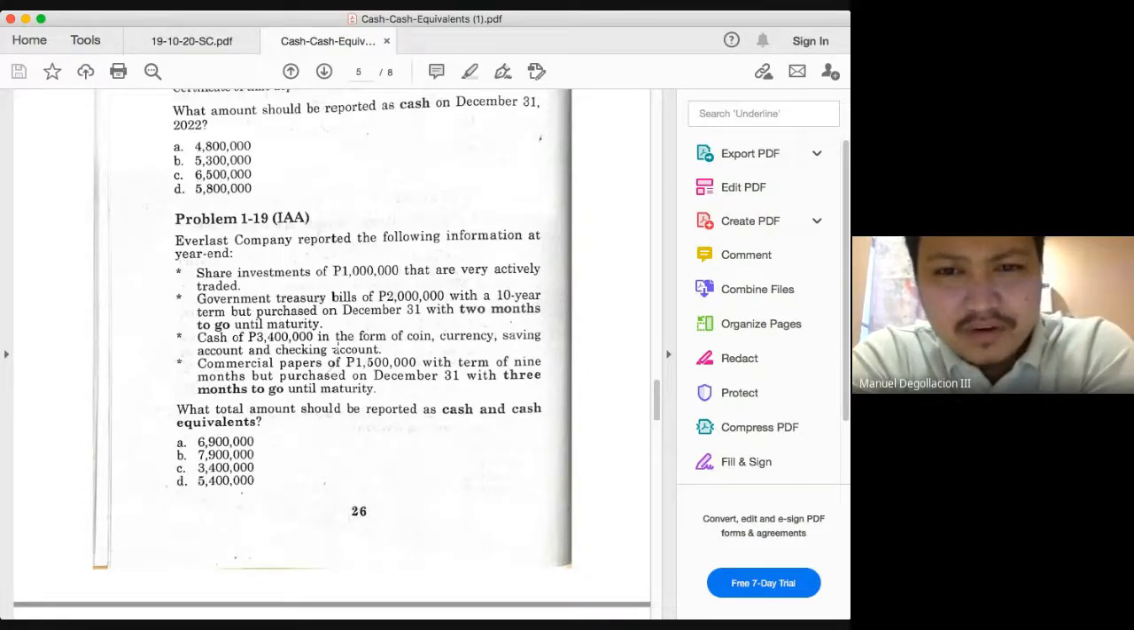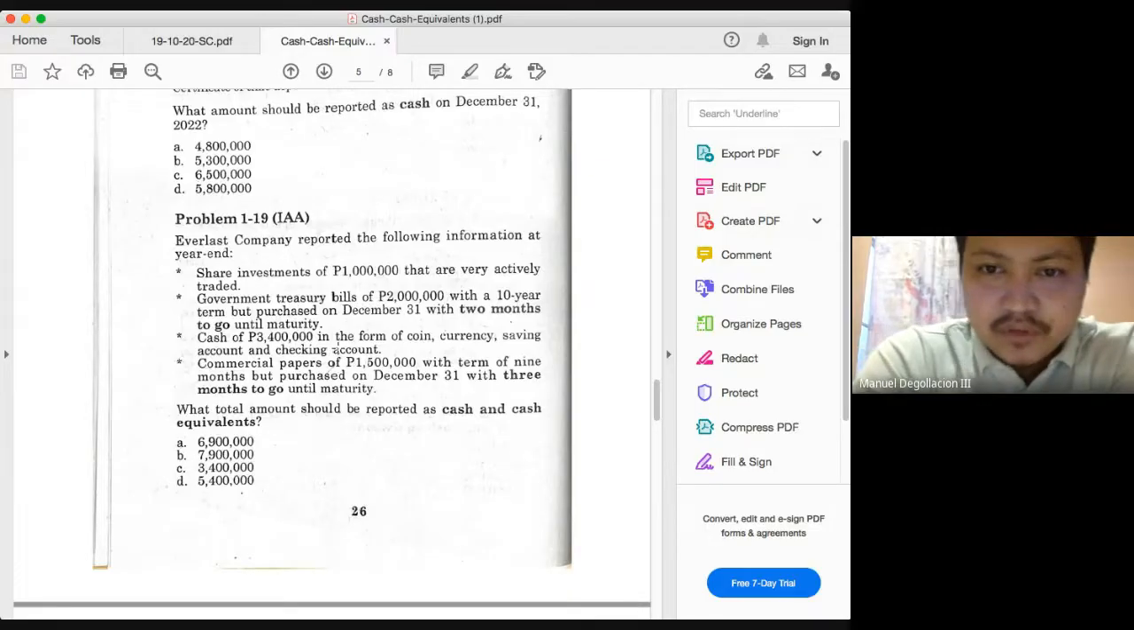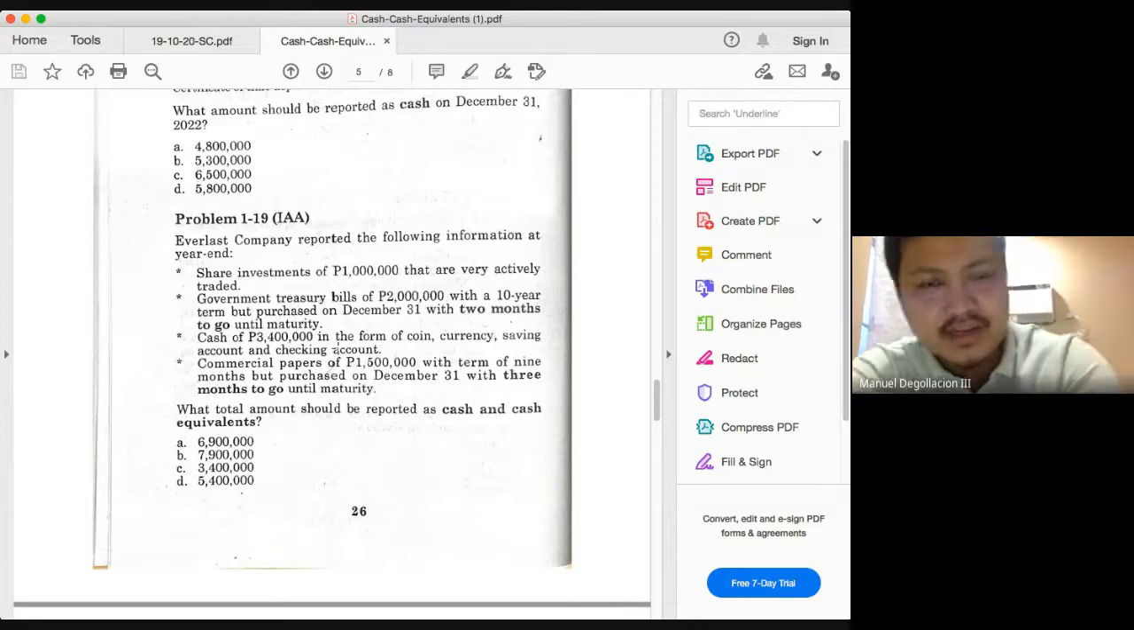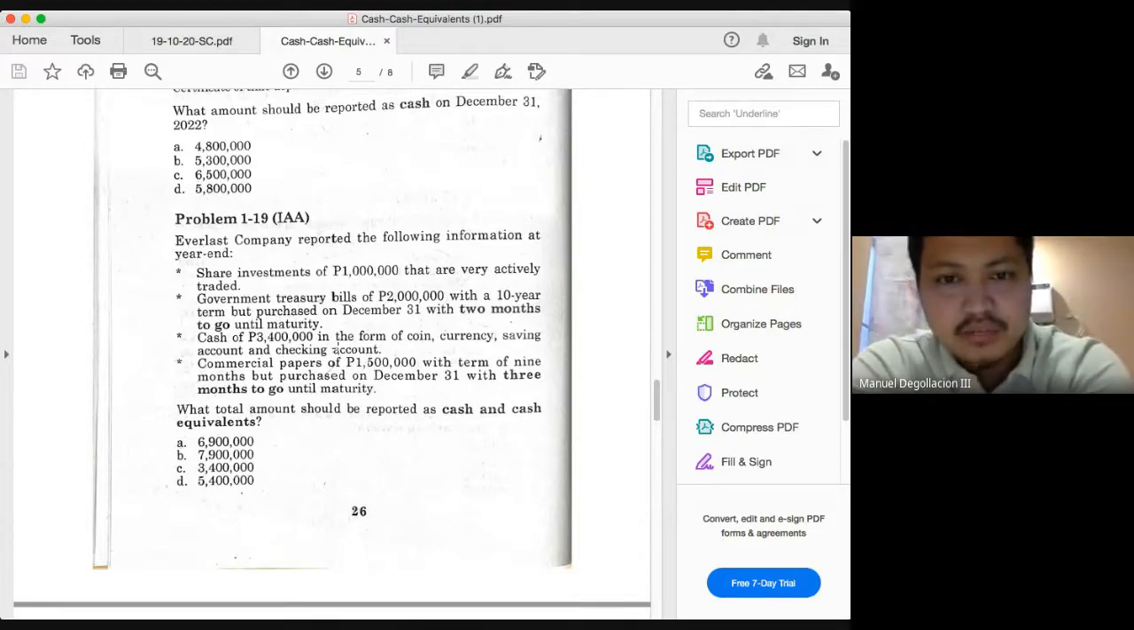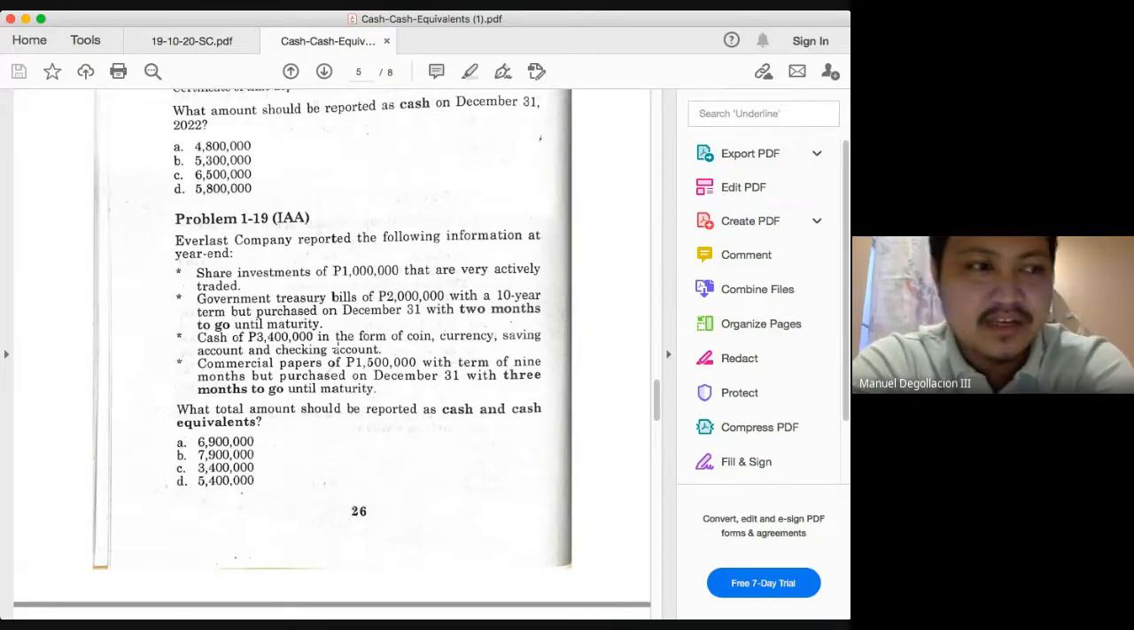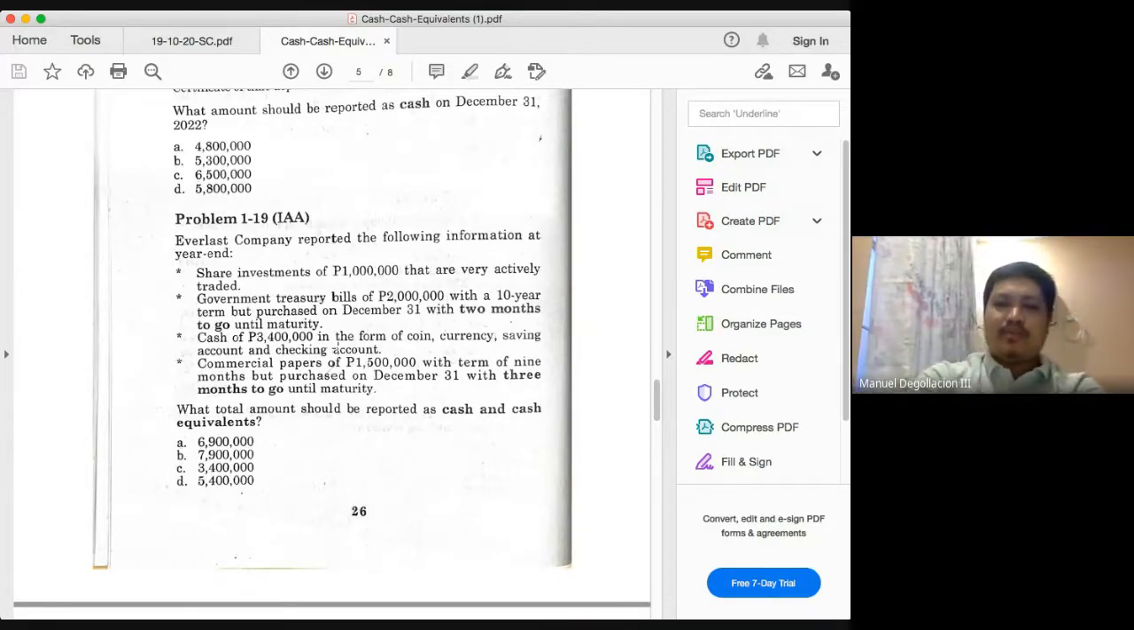Cash of 3,400,000 in the form of coin currency, savings account, and checking account, obviously part of our cash and cash equivalents. Commercial papers of 1,500,000 with a term of 9 months, but purchased on December 31 with 3 months to go until maturity. The same explanation as for the second asterisk here. So that will mean that the 1,500,000 will be part of our cash and cash equivalents. The original term again is not material. What is material is that it was acquired at most 3 months away from its maturity.